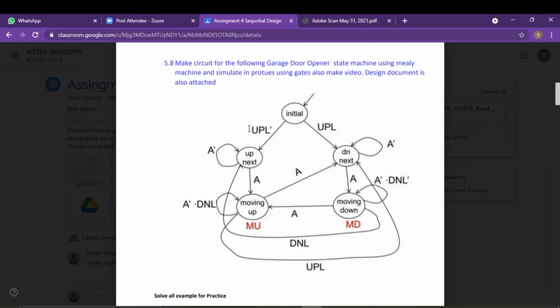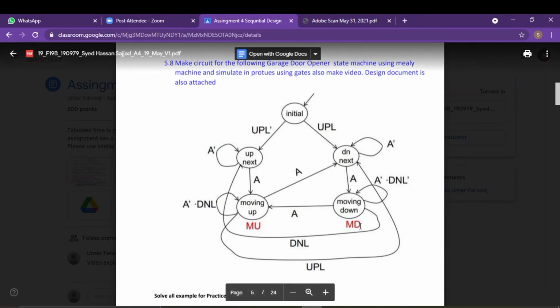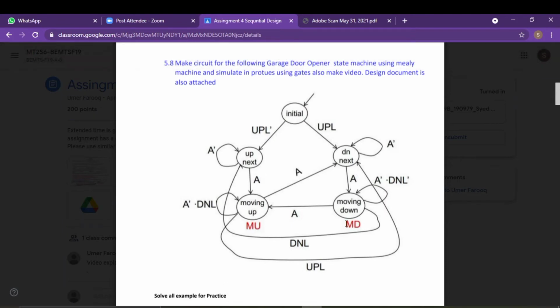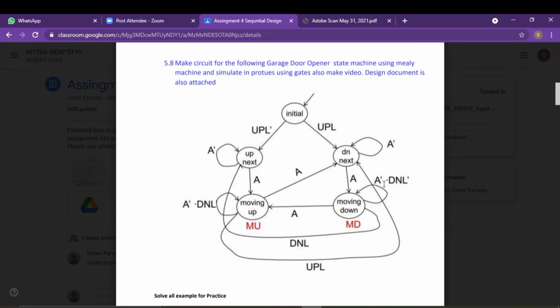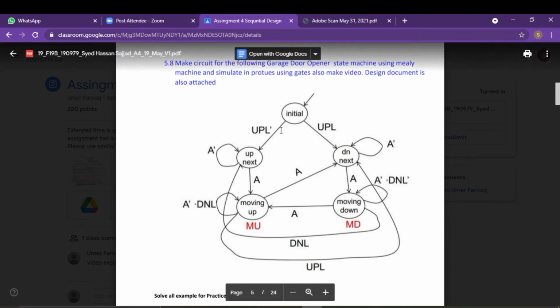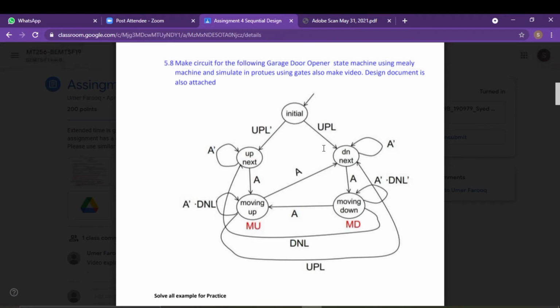UPL is the upper limit, and UPL dash is the inverse of this upper limit, and then A is the active, which means that this is the main power switch that is used to turn the entire circuit on or off. And then you will see that MD is the moving down state, and MU is the moving up state, DNL is the down limit. And what is the algorithm of this circuit? This is not a circuit, this is only a state diagram.